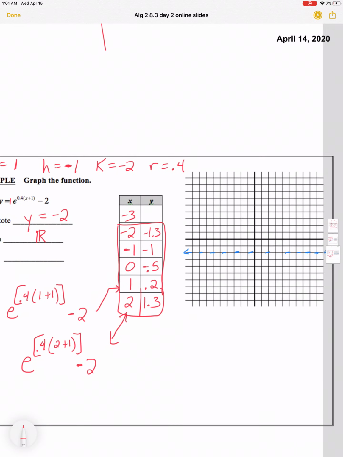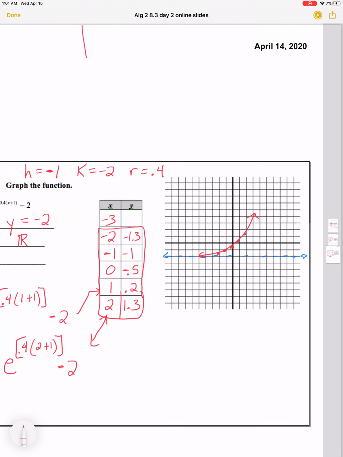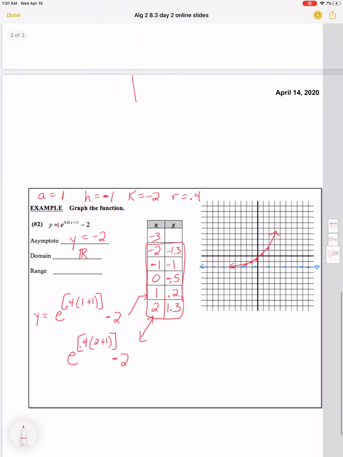So if we were to graph that, -2, -1.3, -1, -1, 0, -0.5, 1, +0.2, 2, +1.3, you can see that this graph is going to start taking off and going up. So it'll look like this. And our range is going to be y is greater than -2 because it's above that blue line.